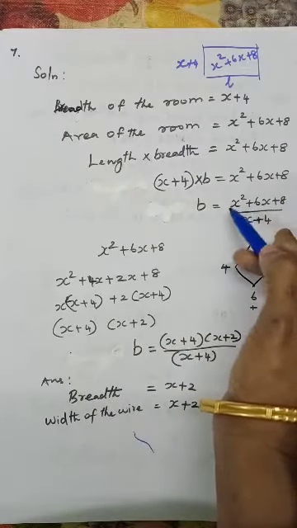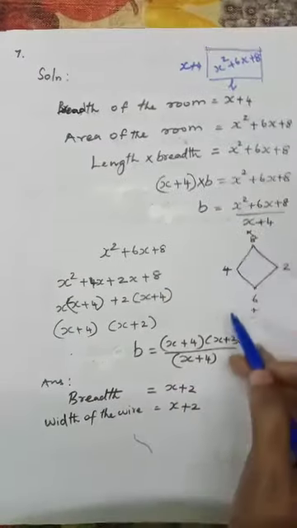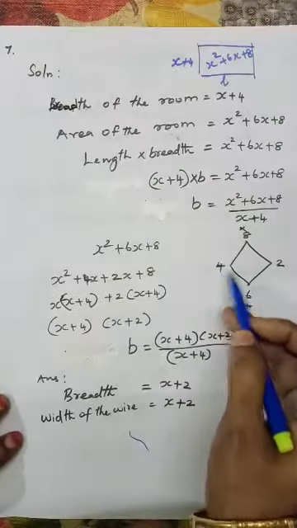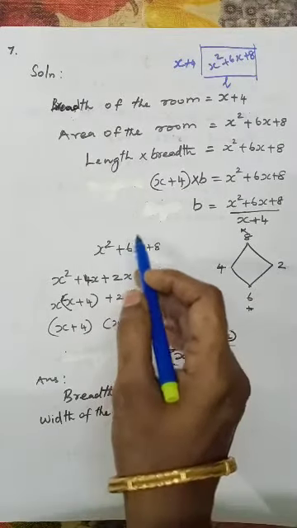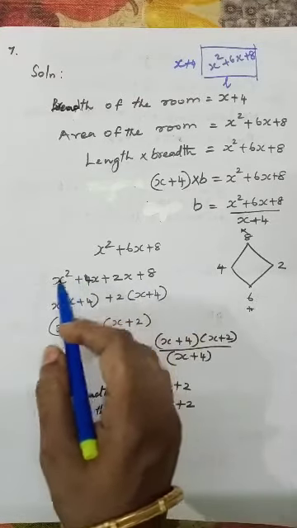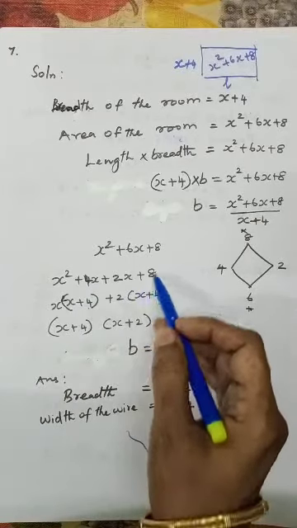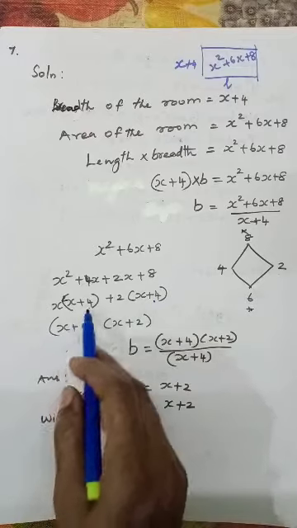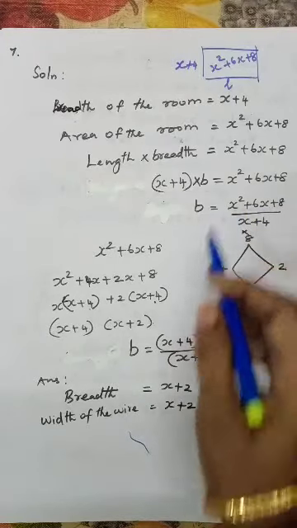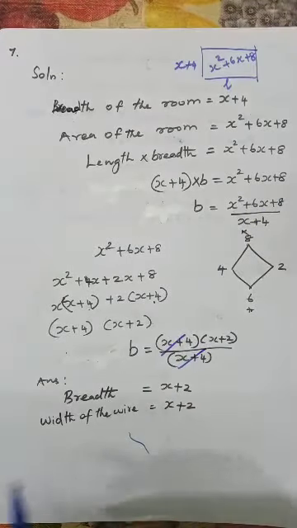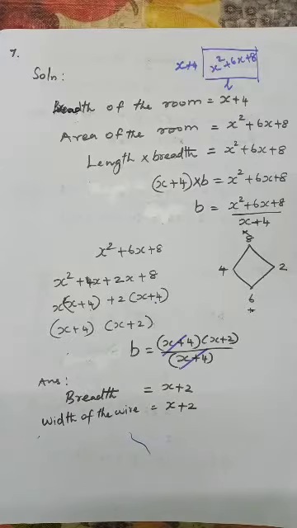Now you solve this. You have to factorize this. You have to multiply to get 8 and add to get 6. So 4 2s are 8, we know. If you add, 4 plus 2 is 6, yes. Then you split the 6x into 4x and 2x. Take x common, remaining here is x, here is 4. Plus 2 common, here x plus 4. Now x plus 4 common, x plus 4 into x plus 2. So b is equal to x plus 4 into x plus 2 over x plus 4. The x plus 4 gets cancelled. So the breadth is x plus 2. That is, the answer is the width of the room is x plus 2.